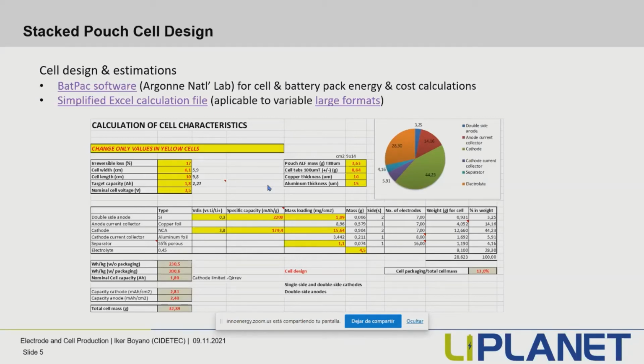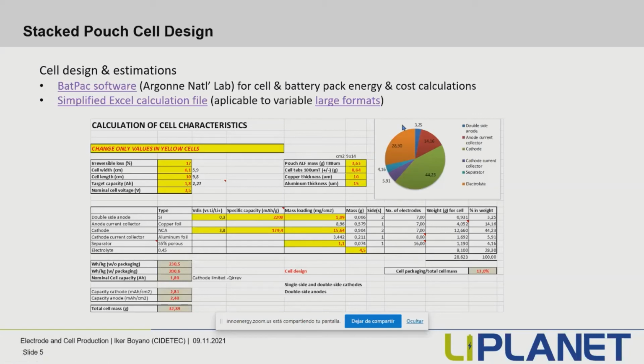Is you have your own simplified Excel file in which you put all the information that you know about the weight of the foil, the weight of the tabs, what are the specific capacity of the materials, and then you will have the final result of the energy density and the capacity of the cell. You can see the distribution of the weight, and this is very useful when we are designing the cell. This is one problem.